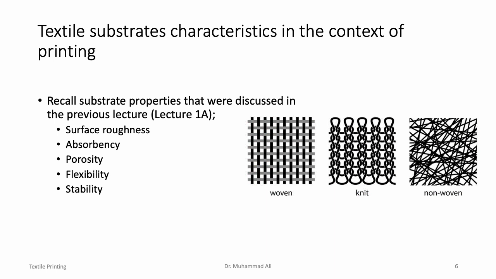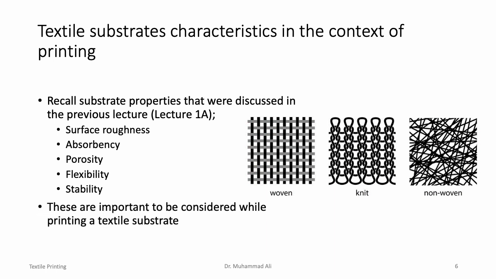We can consider these properties and compare different textile fabrics on the basis of these properties. So here in this image, you can see a woven fabric, a knitted fabric, and a non-woven fabric. And very clearly from this image, perhaps most of you can appreciate the fact that these substrates will be expected to have remarkably different properties from one another in terms of these five points that are mentioned here. So these are, of course, very crucial to be considered when you want to print these substrates.